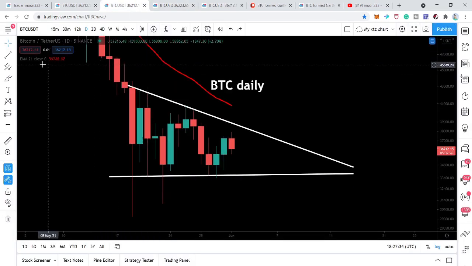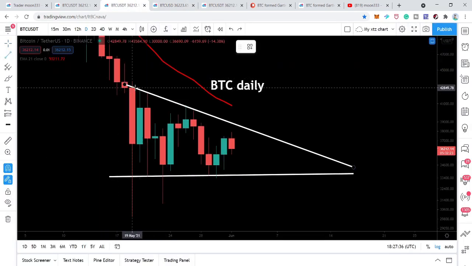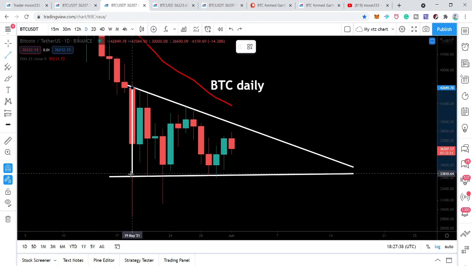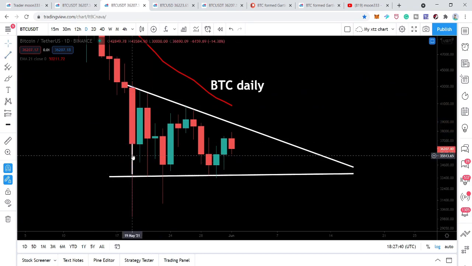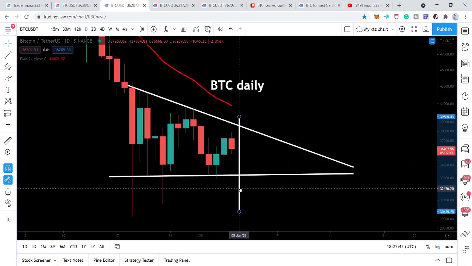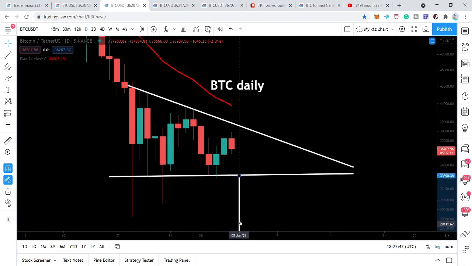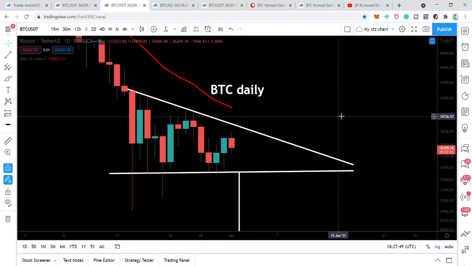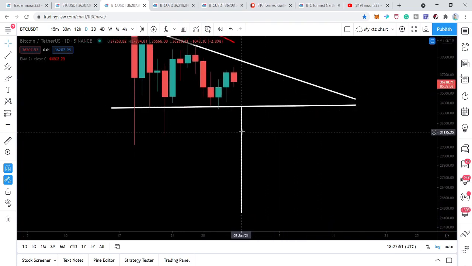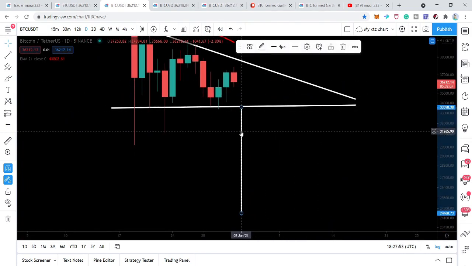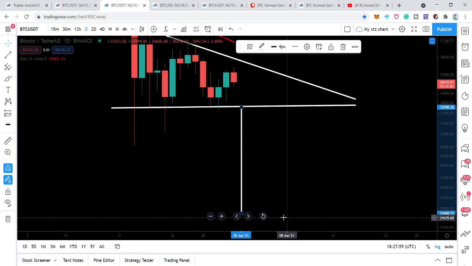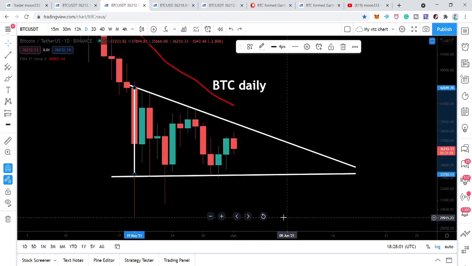However, if we have a breakdown here by the price action of Bitcoin, if it breaks down this support of this descending triangle, then in that situation, I'm not expecting this breakdown at this time. However, if it is broken down, then our next target in case of breakdown can be $24,500 approximately, but it is not possible so far.